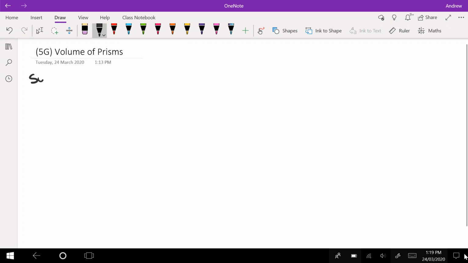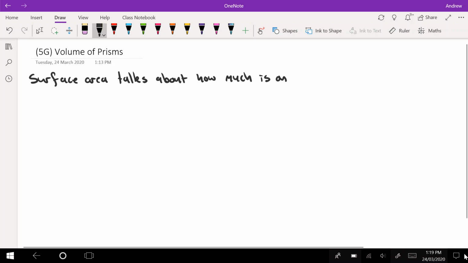So surface area talks about how much is outside of the shape, how much is on the outside. So remember, the surface area is the sum of the area of all the external faces added together. Now when we're talking about volume, volume refers to all of the amount that's inside the shape.